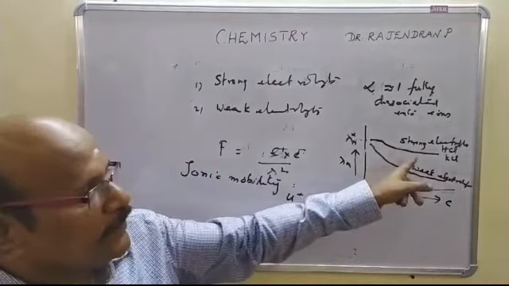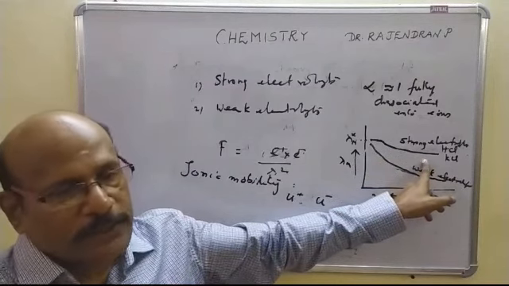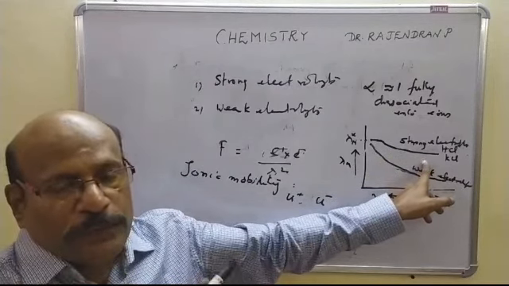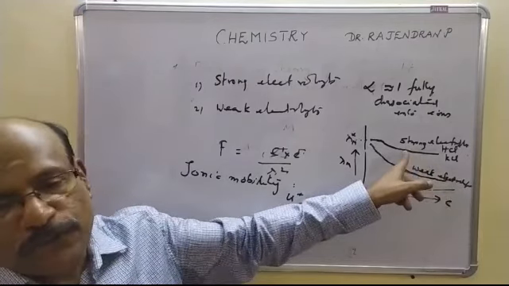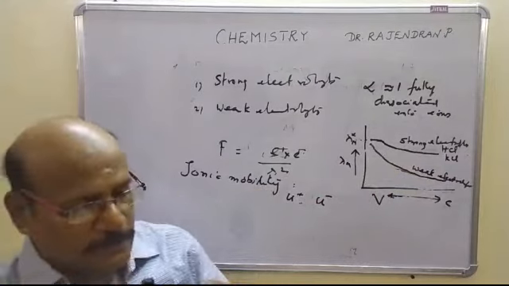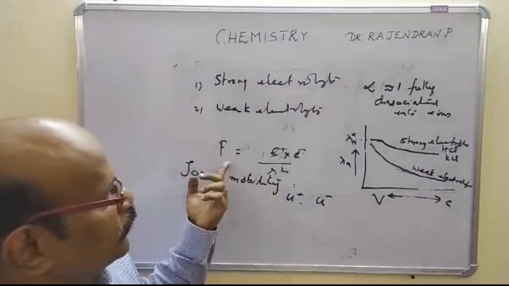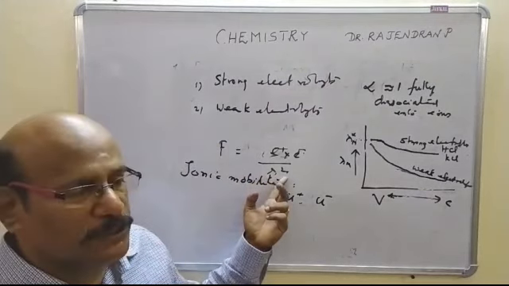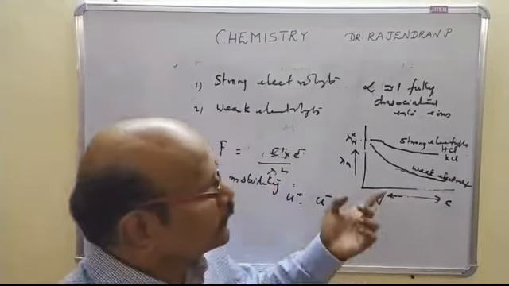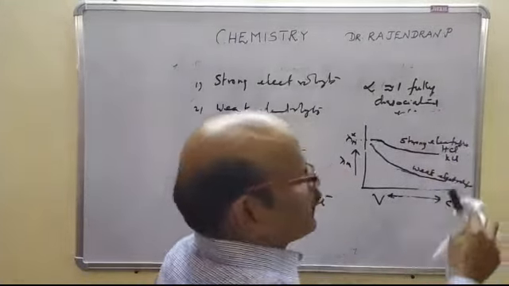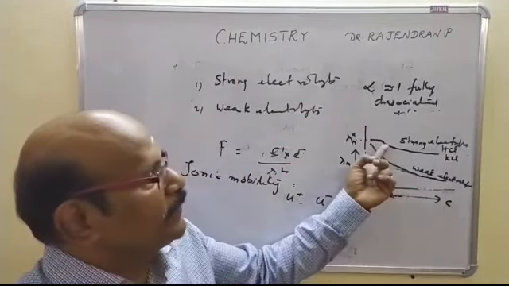That is why, in the case of strong electrolytes, even though they are fully dissociated, they are not free to move at higher concentration, because of the electrostatic force of attraction. When they are diluted, the distance between the ions increases and the force of attraction diminishes by the inverse square law. Therefore, gradually the speed of the ion increases and the conducting power increases.